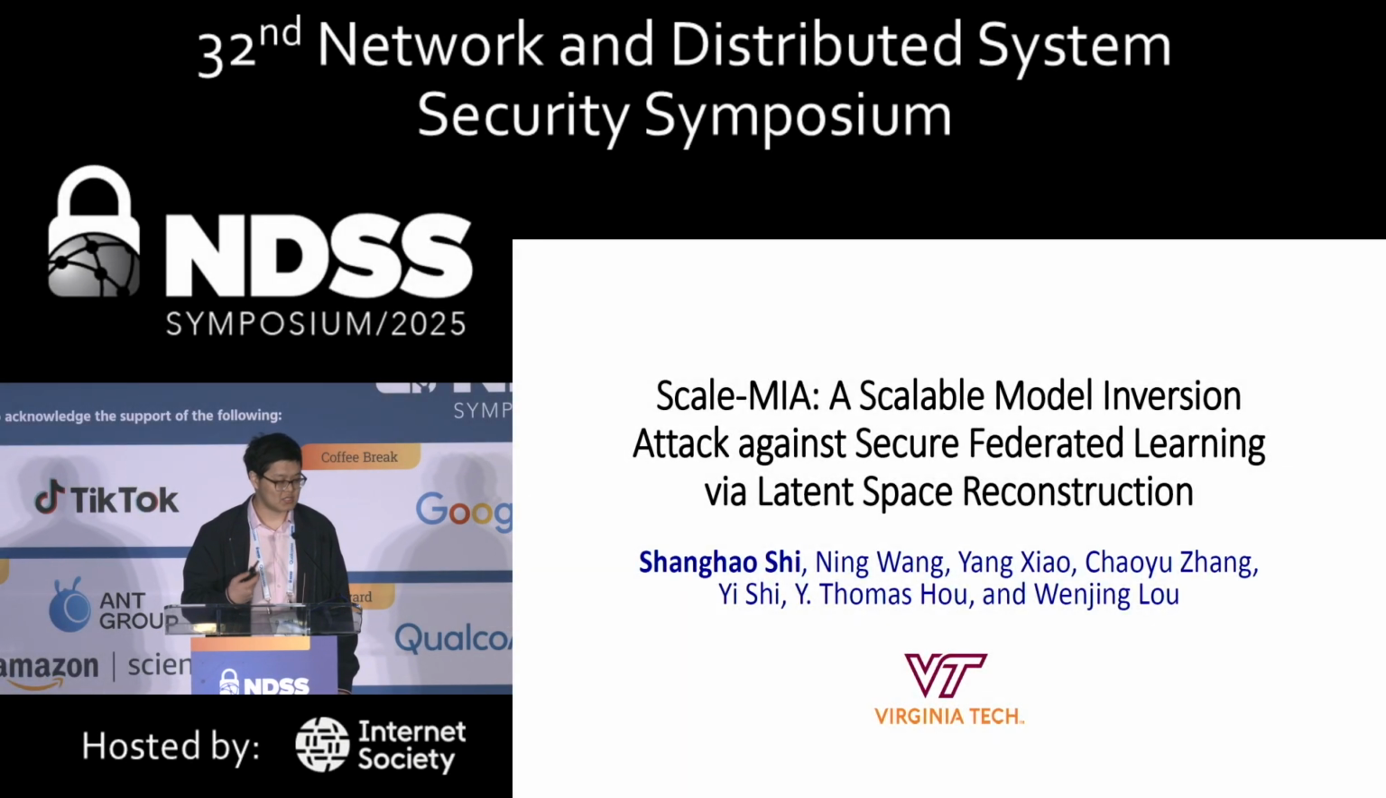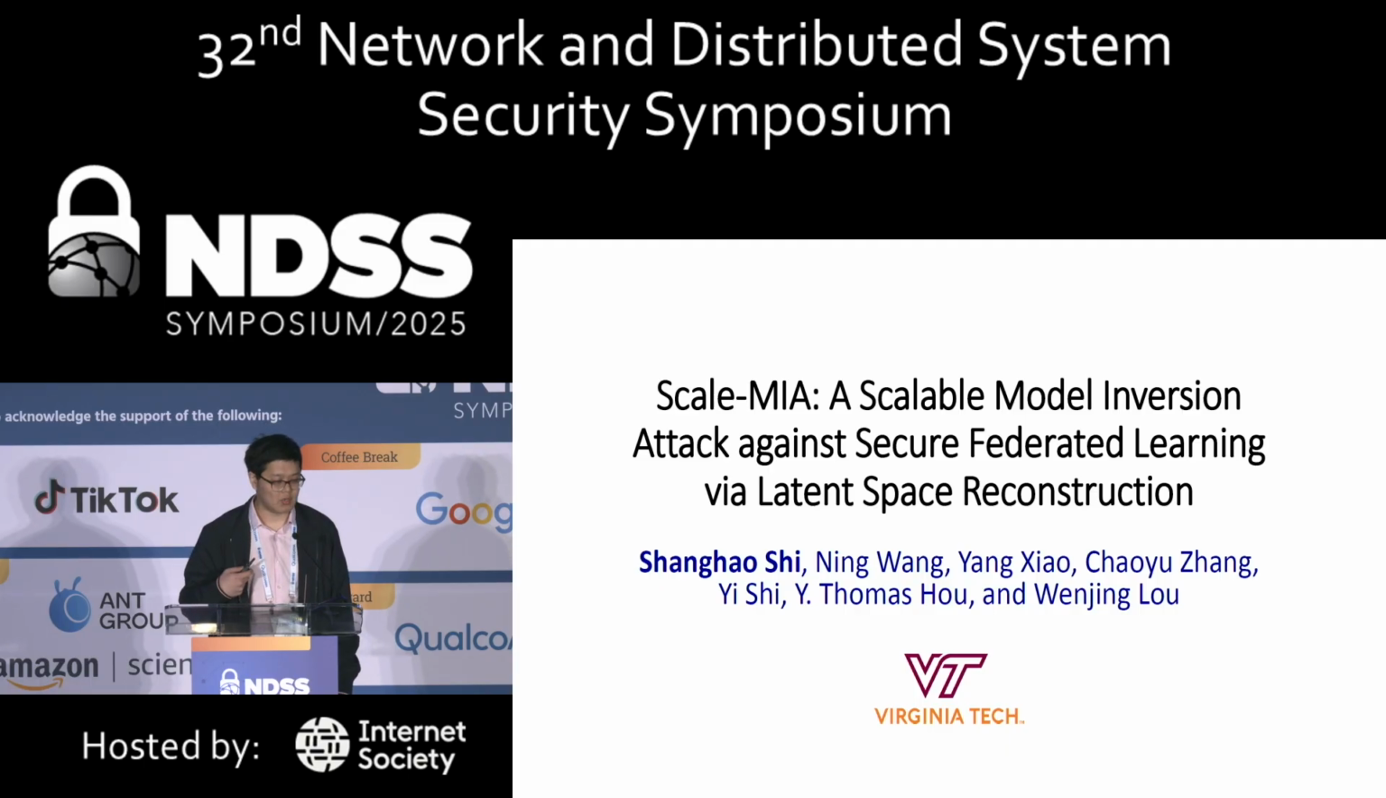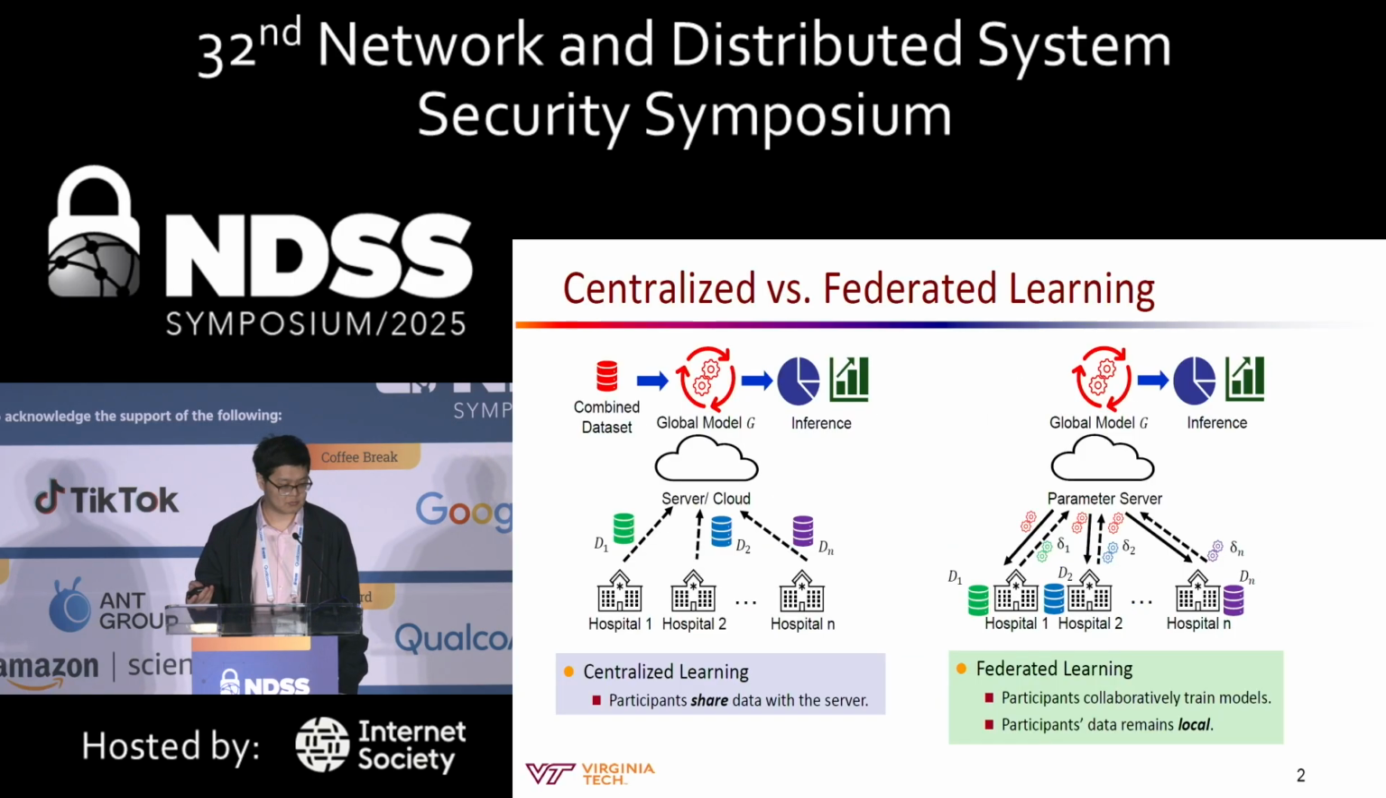So my name is Shanghao Shi, and I'm currently a PhD candidate at Virginia Tech. Today I'm going to talk about our recent work on the model inversion attack against the federated learning system.